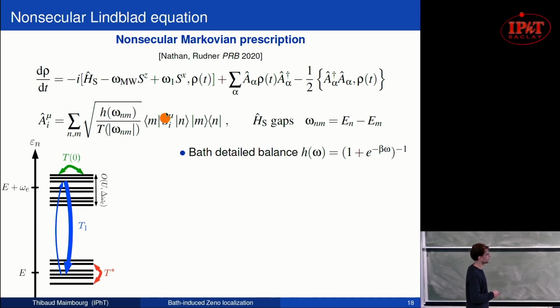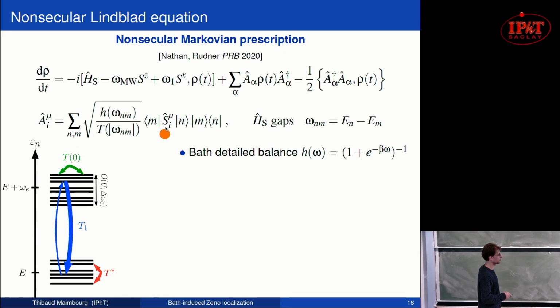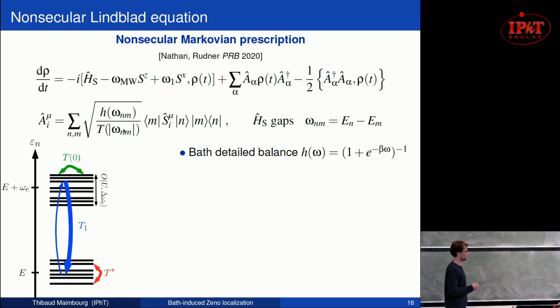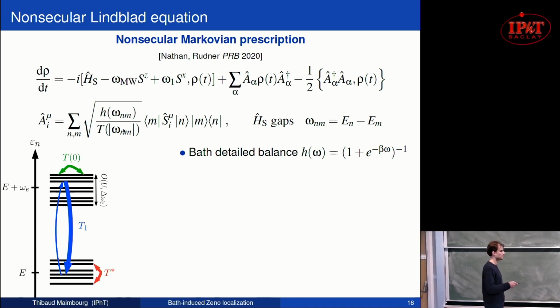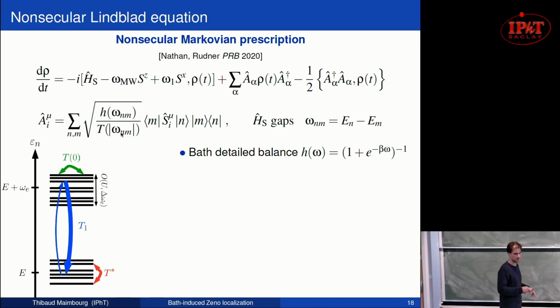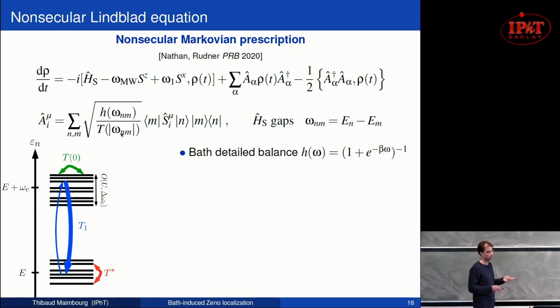And here you have a time scale actually. So this is a time scale of the bath that you have to compute with the microscopics. And so it's really a relaxation time scale of the bath at some energy omega_nm. Okay. So what this means in this system is that you have basically two time scales.